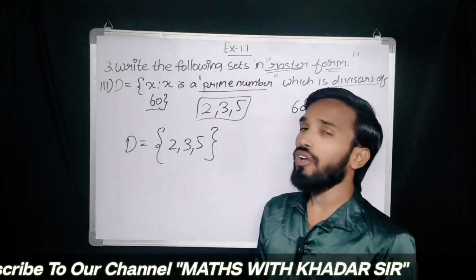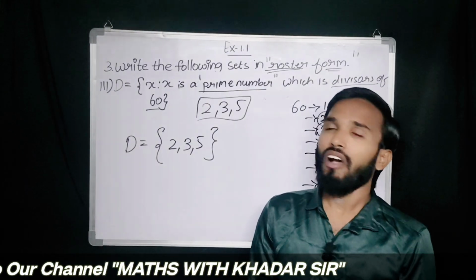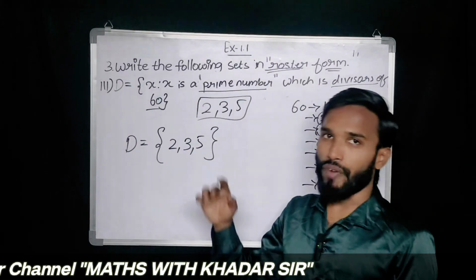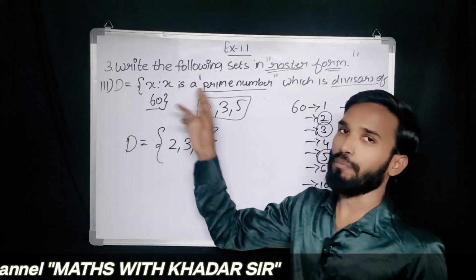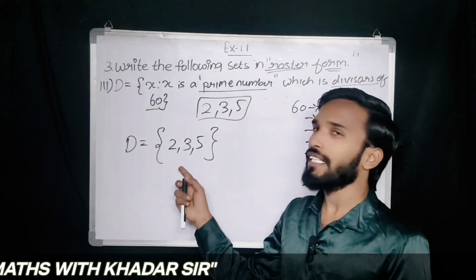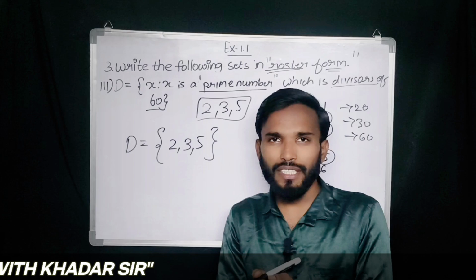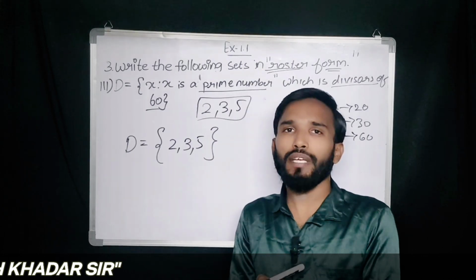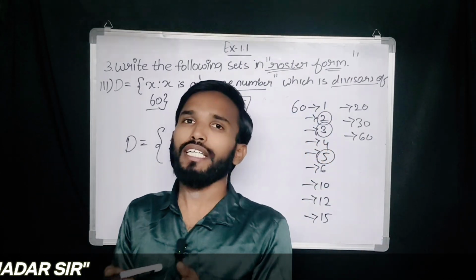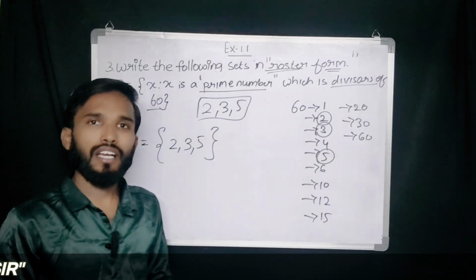This is how you have to write the roster form when they ask us to find the elements by giving a set builder form, or if they directly give the elements, you just write the roster form by separating the elements with commas and enclosing them in braces. This is the way of writing the roster form.